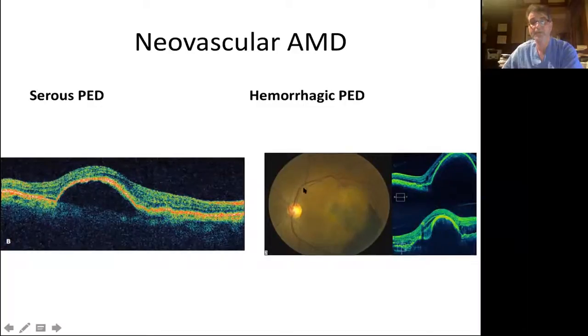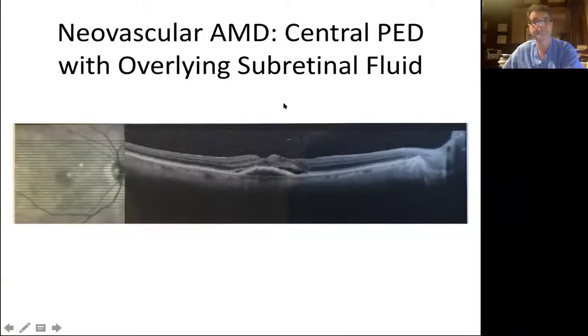And on the right, we have this hemorrhagic pigment epithelial detachment. We can see hemorrhage surrounding the edges of the lesion. And on the OCT, this typical appearance of a pigment epithelial detachment. This is a case of a central pigment epithelial detachment with overlying subretinal fluid, which often denotes an active choroidal neovascular process.